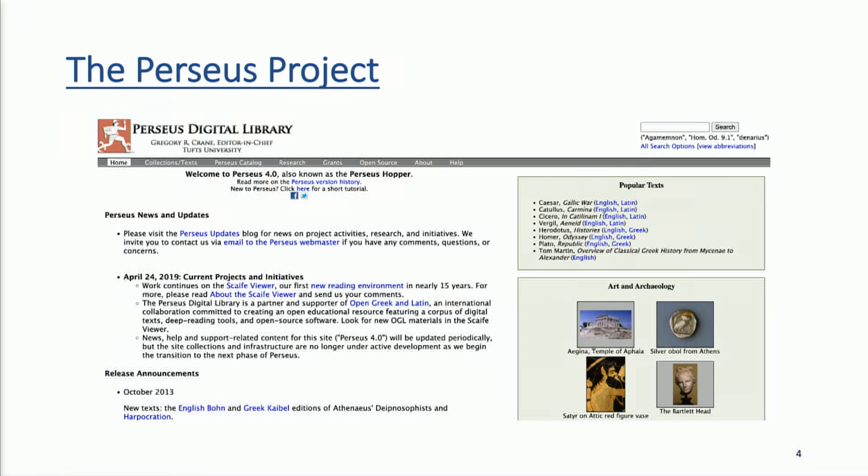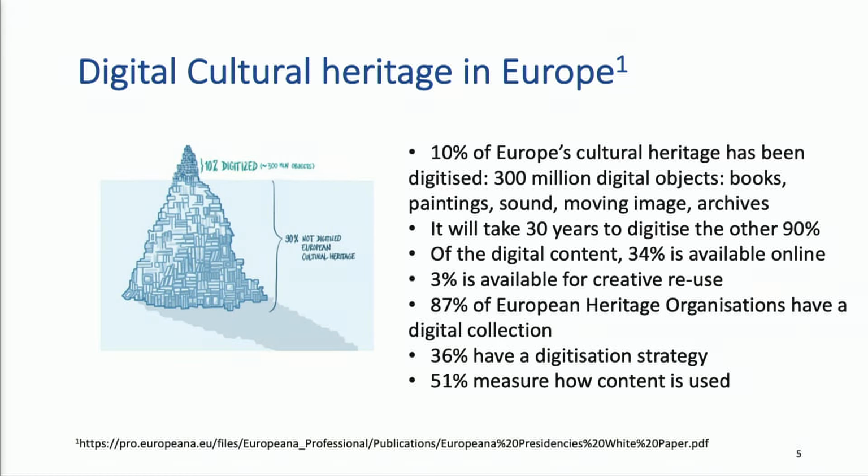Before moving on to the Greek landscape, I want to make a big parenthesis here and talk a little bit about specific numbers regarding digitization. This is an image that I've taken from a white paper of Europeana that is dated in late 2015, so sort of 6 years ago, but the landscape has not changed a lot ever since.